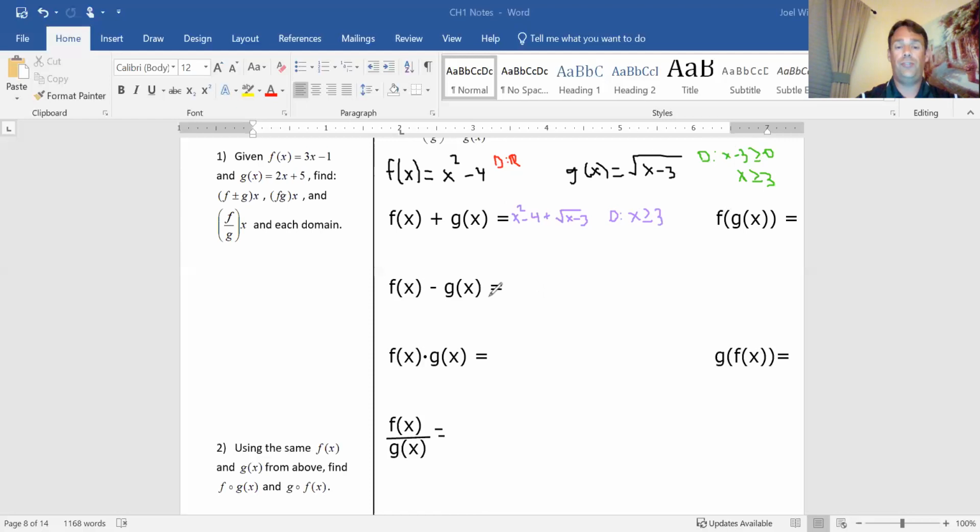f of x minus g of x. All right, so same thing. Bring them all down. x squared minus 4 minus g of x. So we're looking at the whole thing here. There are no like terms that we can combine, and the domain, well, it's going to be the same thing. x is greater than or equal to 3 because we didn't add anything to either of our two original domains. x is greater than or equal to 3.